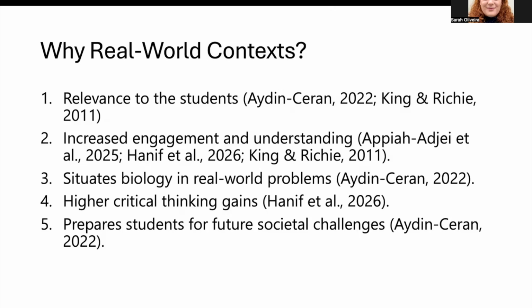There's ultimately increased engagement and understanding. I think that would be easily seen in a classroom. But this is actually academically referenced as well.